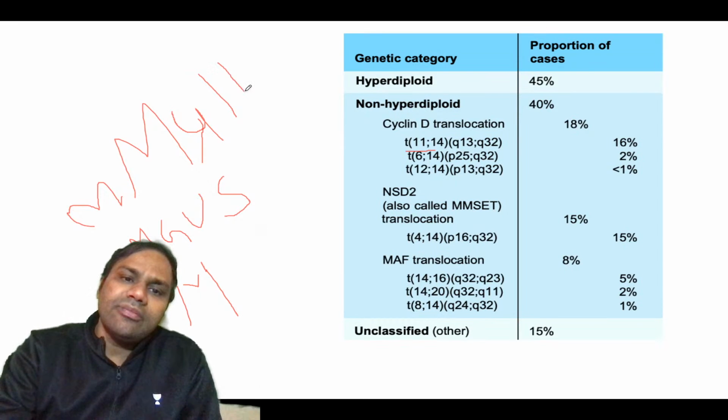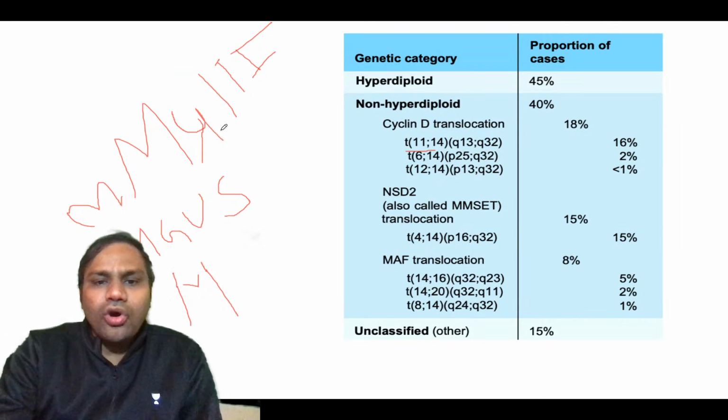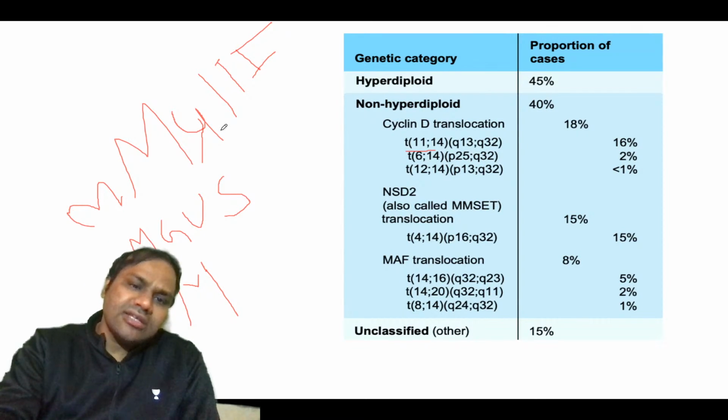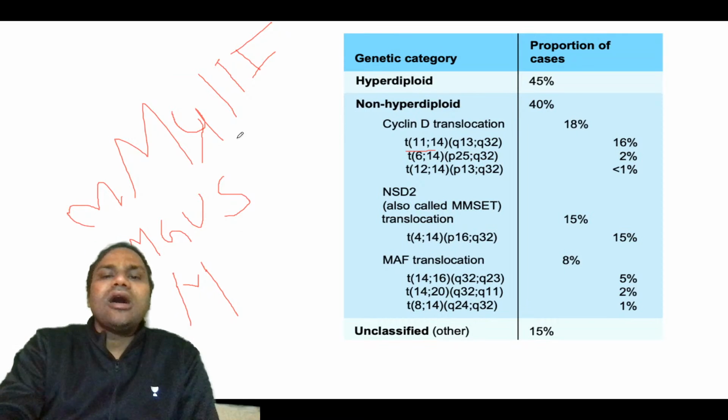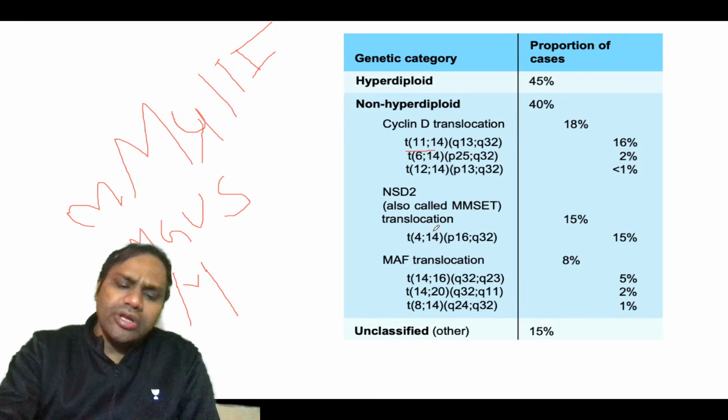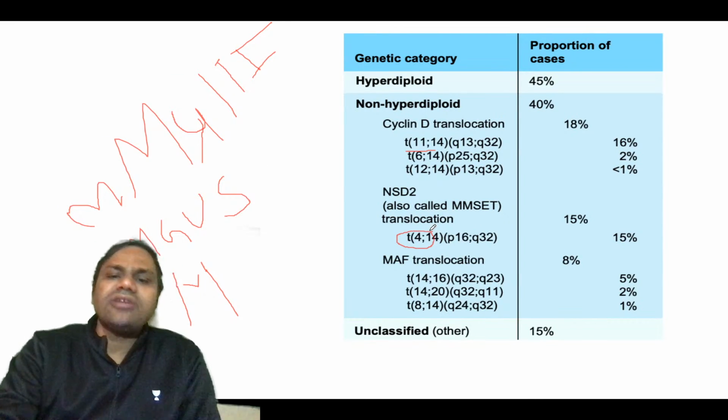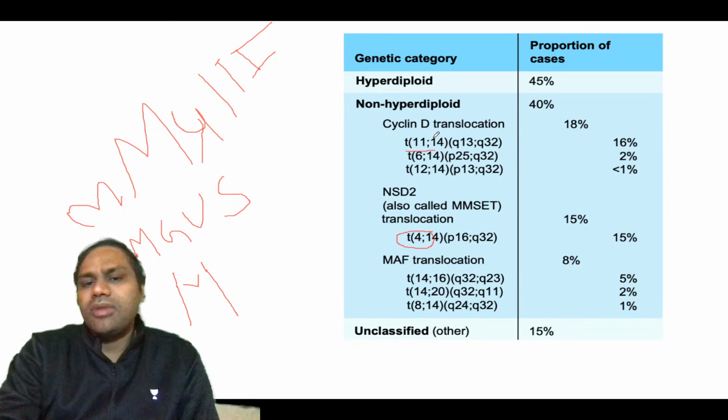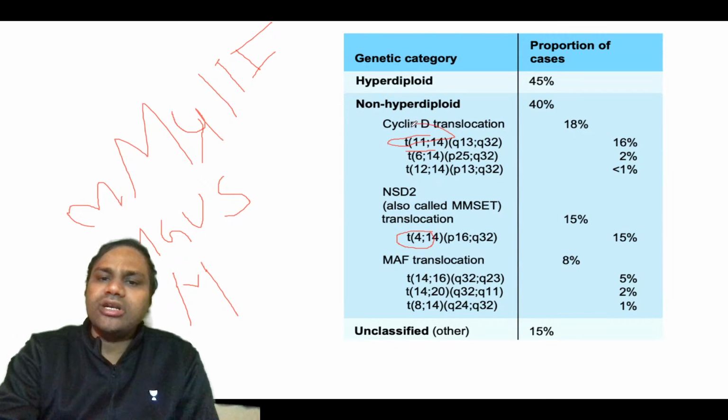Okay, so multiple myeloma. When you write multiple, you write U in the second, so the U is like 4, so there will be 4-14 translocation. Okay, there will be 4-14 translocation and 11-14 translocation. These are the two important translocations which you see in case of multiple myeloma. Okay, 11-14 translocation and 4-14 translocation.